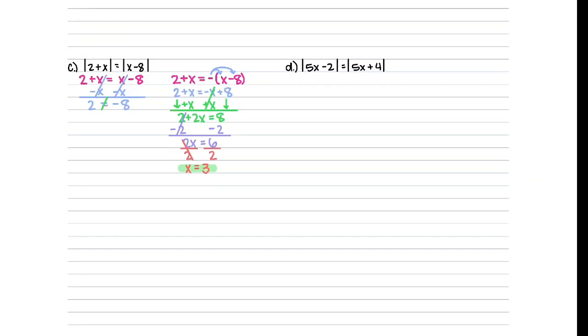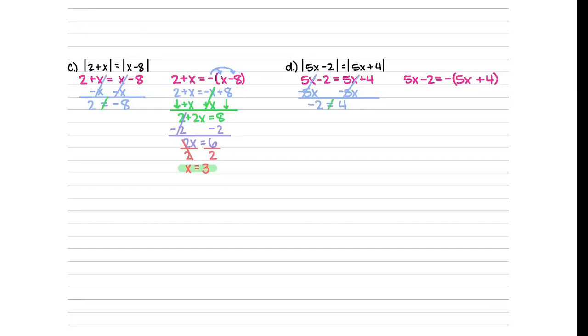For D, you have the absolute value of 5x minus 2 is equal to the absolute value of 5x plus 4. This is just going to be 5x minus 2 is equal to 5x plus 4, as well as 5x minus 2 is equal to the opposite of 5x plus 4. So work with the one on the left with me. I subtract the 5x from each side. This is just leaving me with negative 2 is equal to 4. Again, that's not a true statement, so forget about this one. Don't pay attention to it.